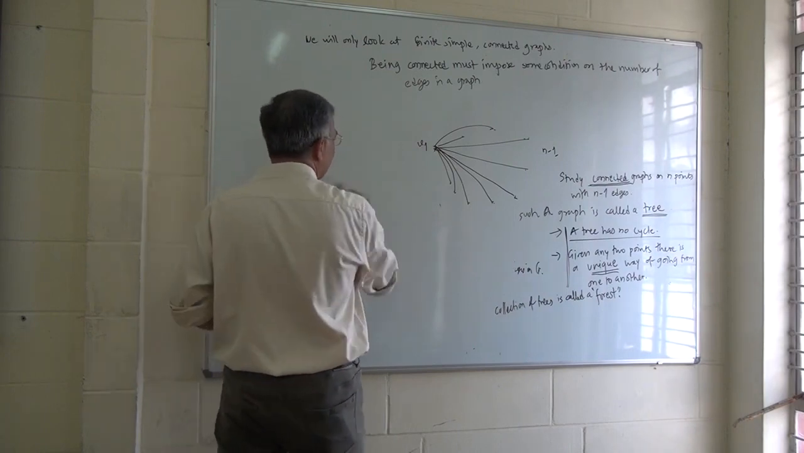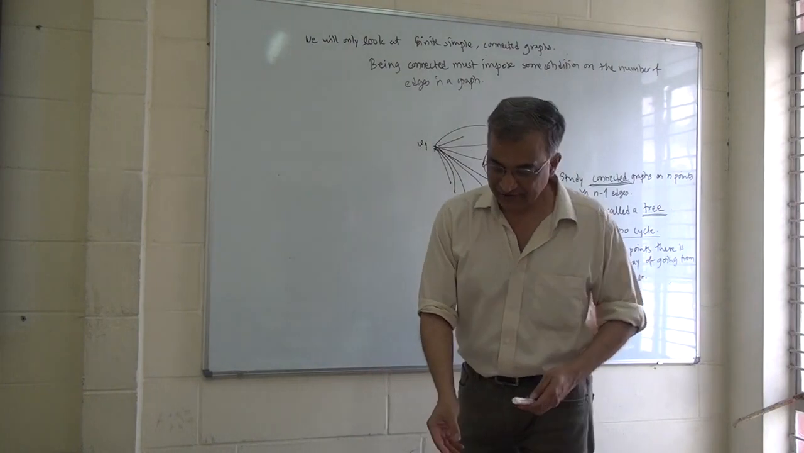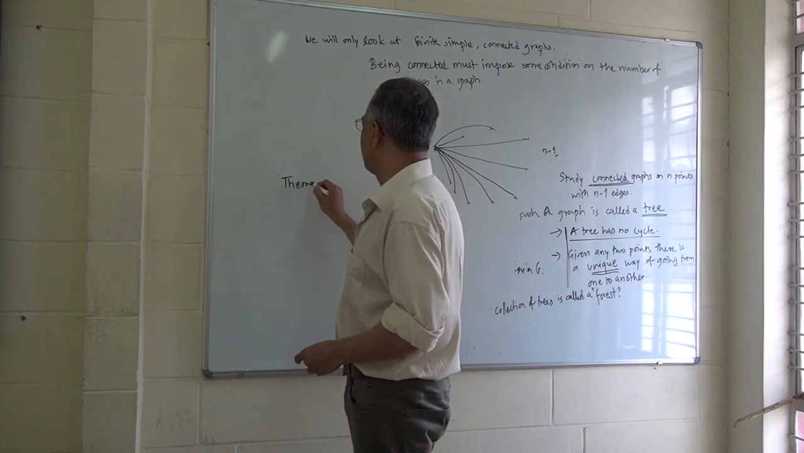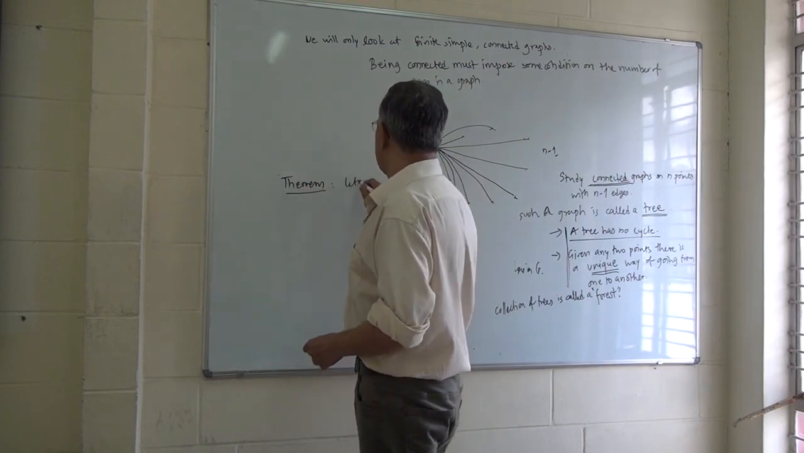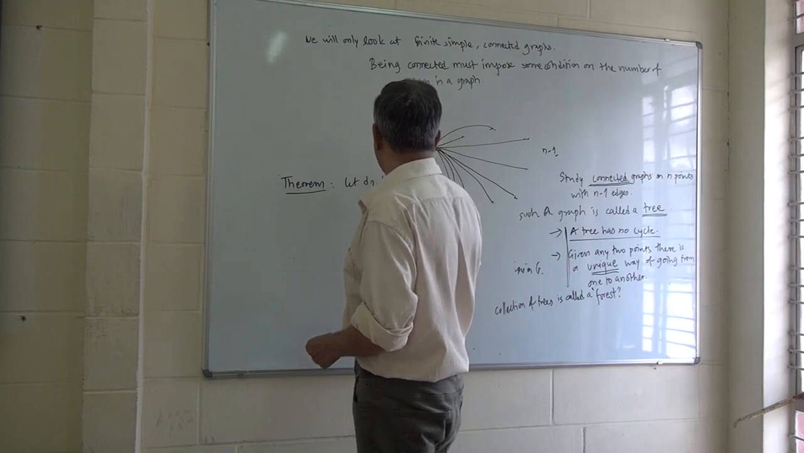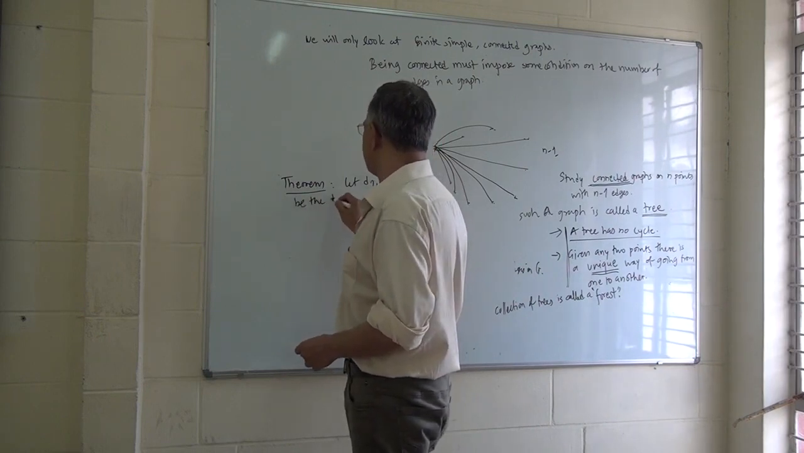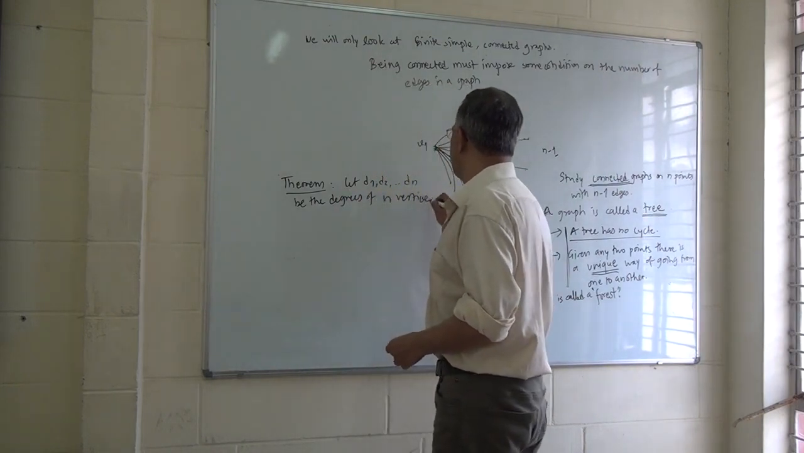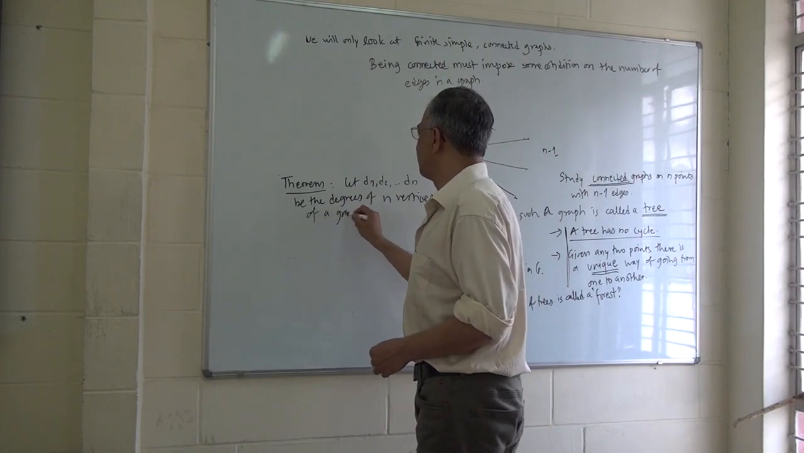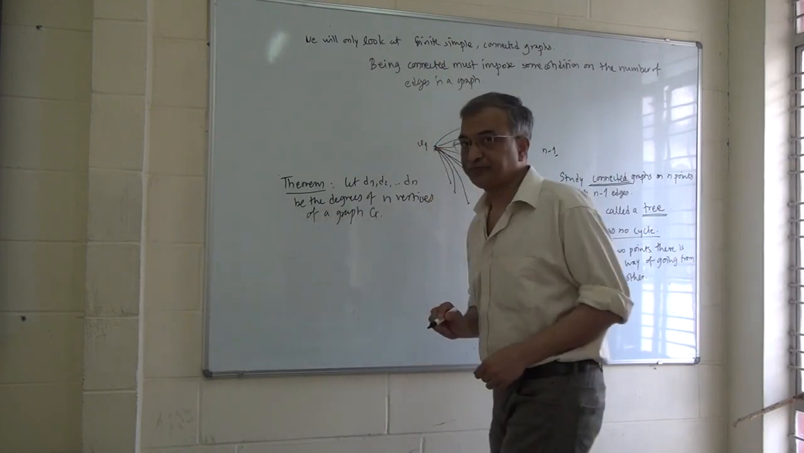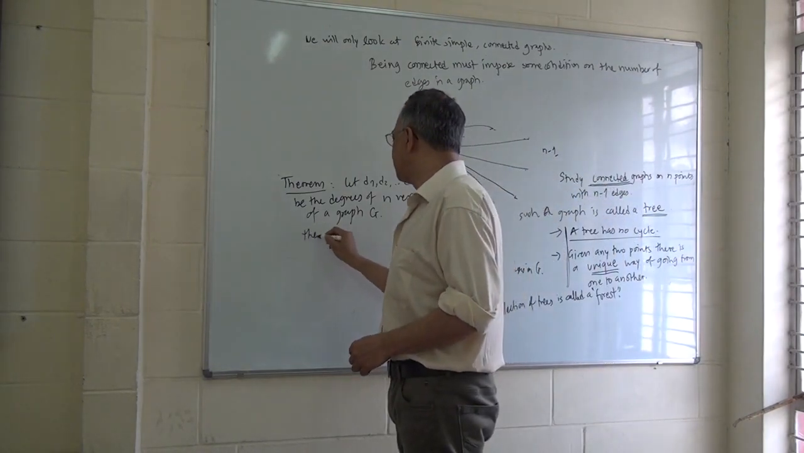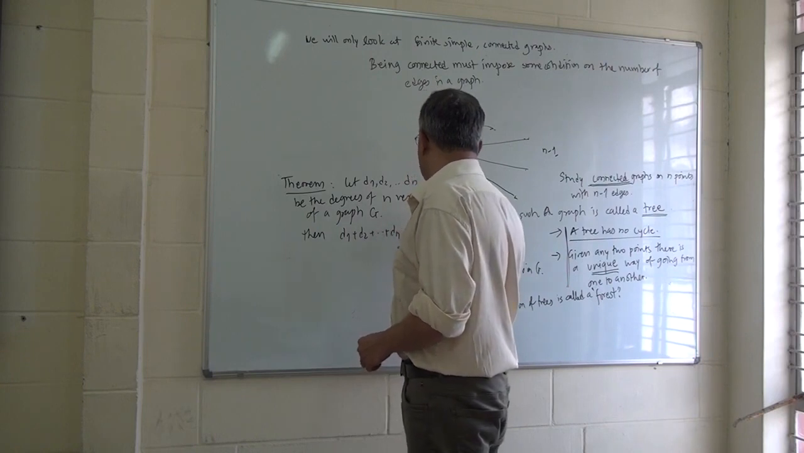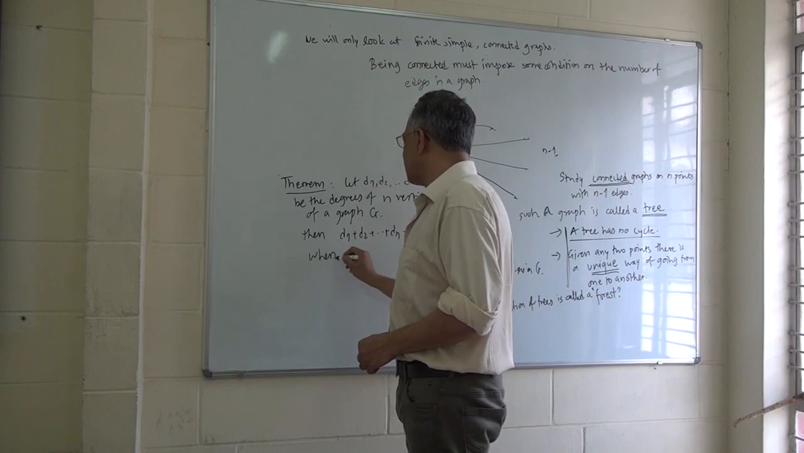And this qualitative statement is quantified in the following theorem. Let d1, d2, ..., dn be the degrees of the n vertices of a graph G. Then d1 plus d2 plus d3 plus ... plus dn is 2 times e, where e is the total number of edges.